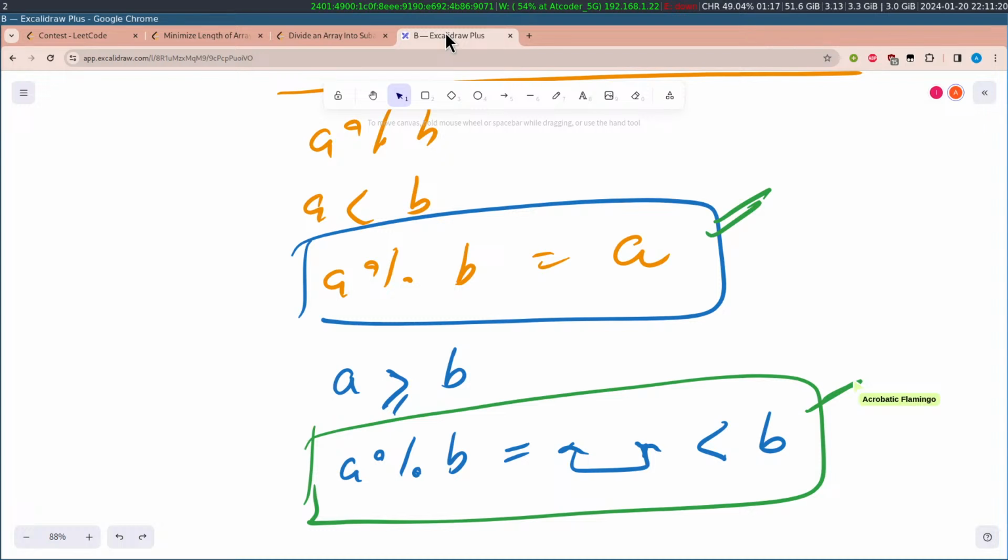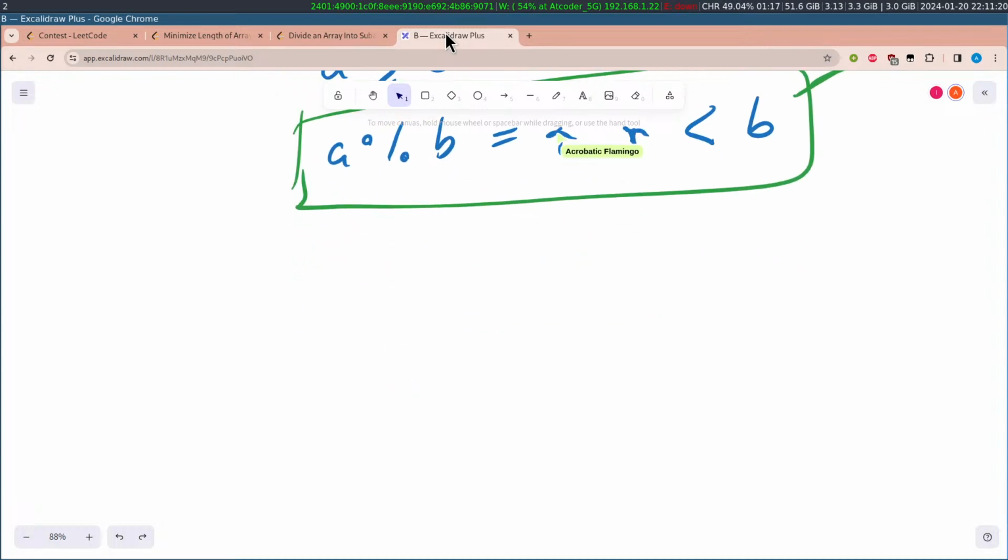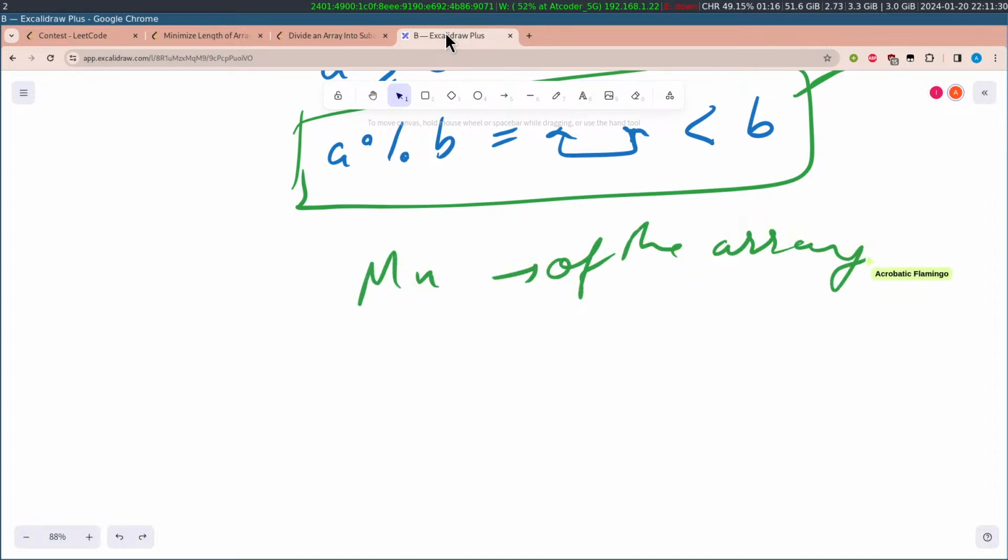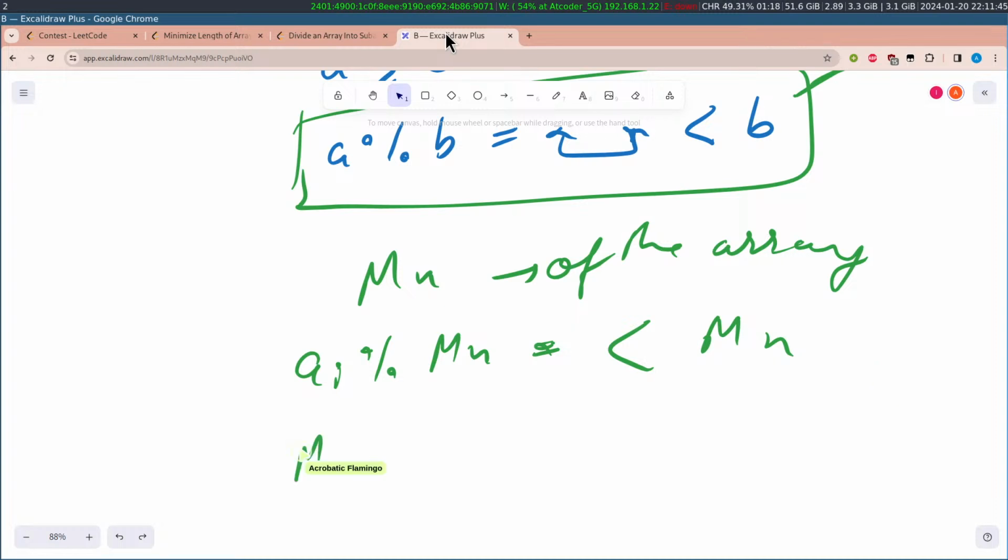Now the main idea here is to look at the minimum of the array. If you take some element Ai and do mod with the minimum, then you will get an element less than the minimum. And if you take the minimum mod any other element, assuming that Ai is greater than the minimum, the minimum would remain the same as it is.